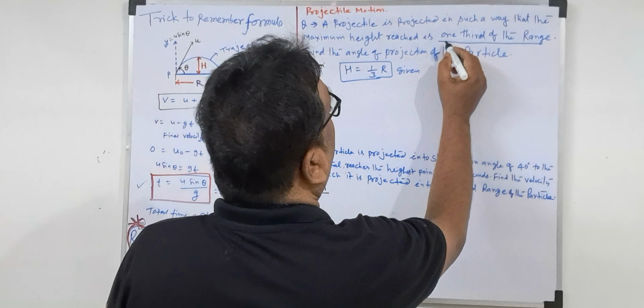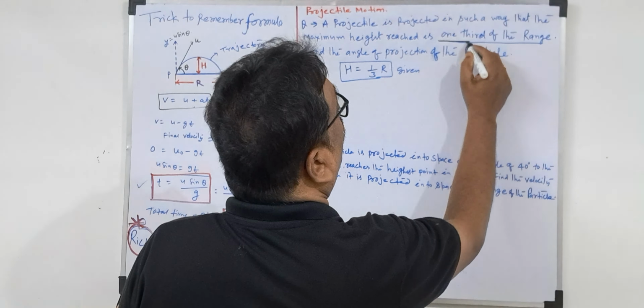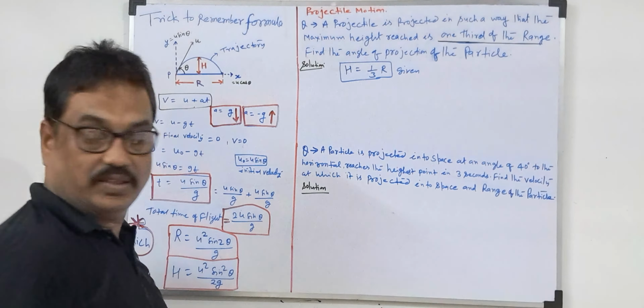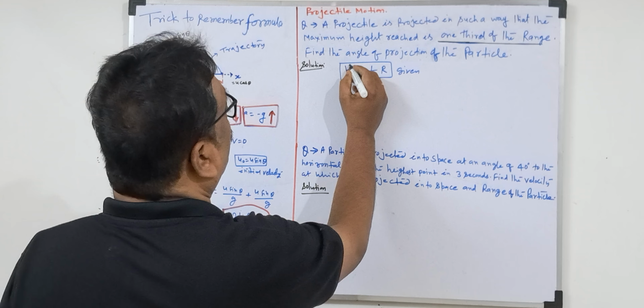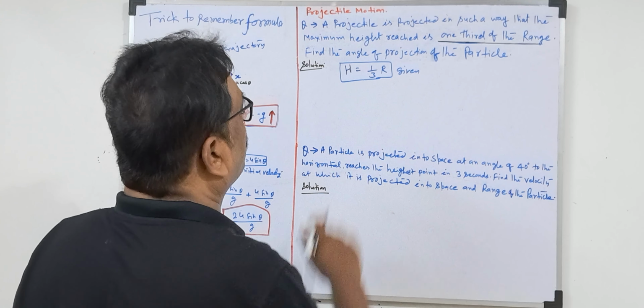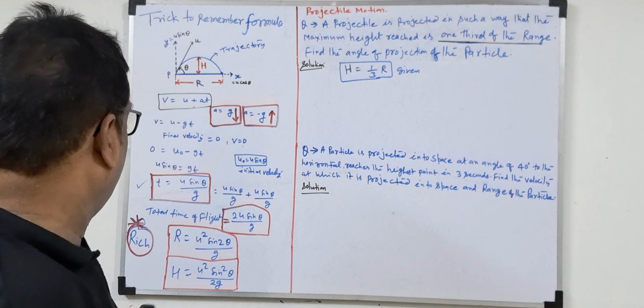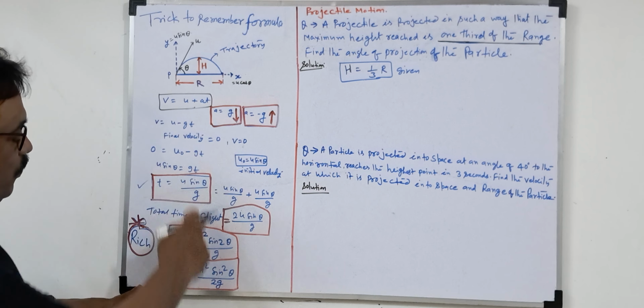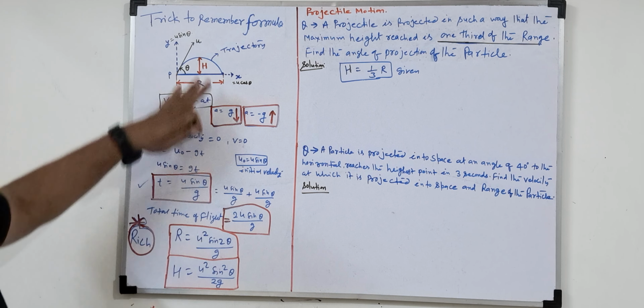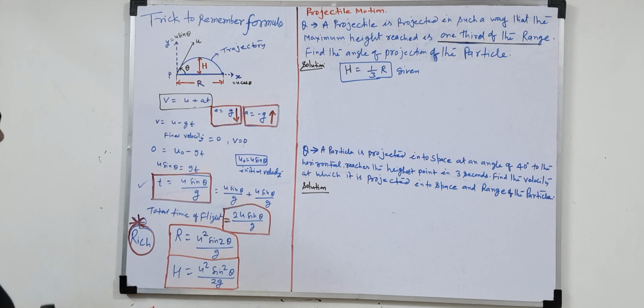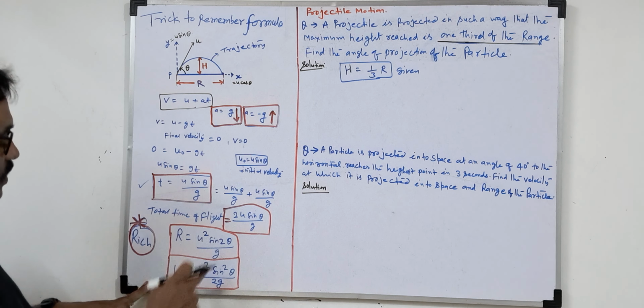So this is the given: h is equal to 1/3 R. If you know the formulas for h and R, we can solve. So what is the h formula? How to build this formula, I explained in the previous video. Again I will explain, that's why I kept these materials here. First we'll solve the questions.